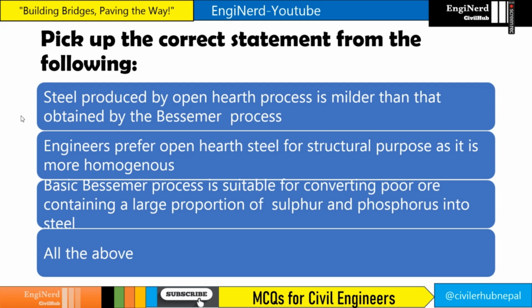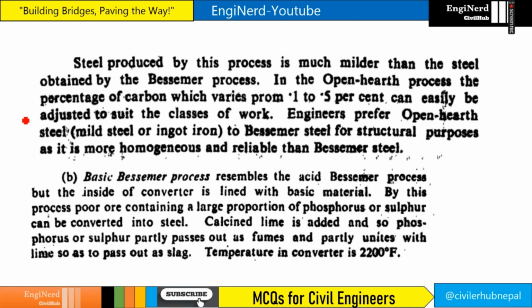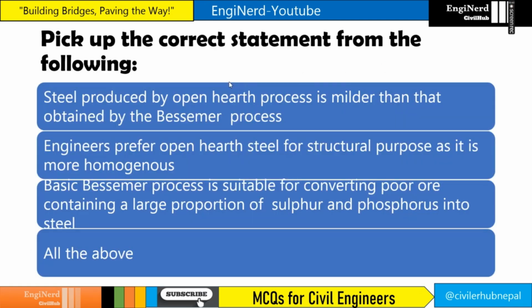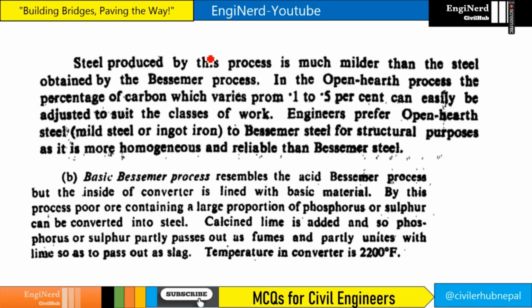Pick up the correct statement from the following. Steel produced by open earth process is milder than that obtained by the Bessemer process. Engineers prefer open earth steel for structural purpose as it is more homogeneous. Basic Bessemer process is suitable for converting poor ore containing a large proportion of sulfur and phosphorus into steel. All of the above. So if you see here, steel produced by this process is much milder than the steel obtained by Bessemer process. So steel produced by the open earth process is much milder, right?